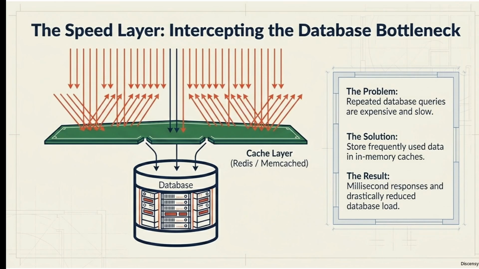Right. So the solution for this: store frequently used data in in-memory caches, which is way better. You can store the repetitive data in one place and retrieve that, rather than repeating the queries again and again and fetching the data from somewhere randomly. The result: millisecond responses and drastically reduced database load. Right. It reduces the database load and provides a response within milliseconds. We'll move ahead.